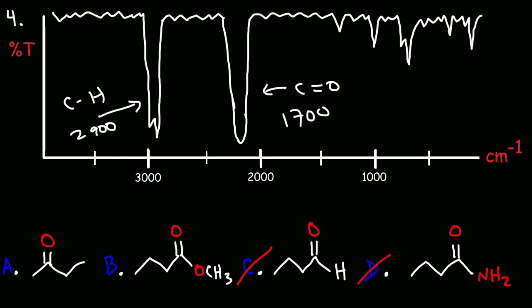Now looking at answer choice B, we have an ester. An ester would have a CO signal somewhere between 1000 and 1300. Since we don't have that signal, we know that we don't have an ester. So by elimination, the answer has to be a ketone, because this is all that will be present for a ketone: the alkane CH stretch and the carbonyl CO stretch at 1700. So A is the correct answer choice for this problem.